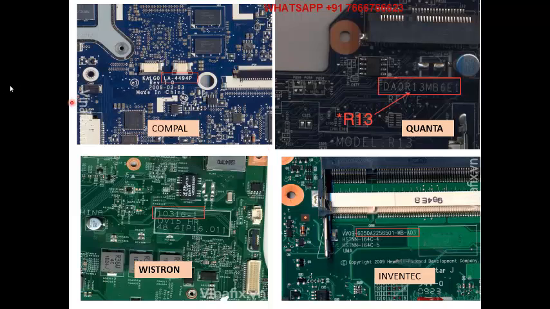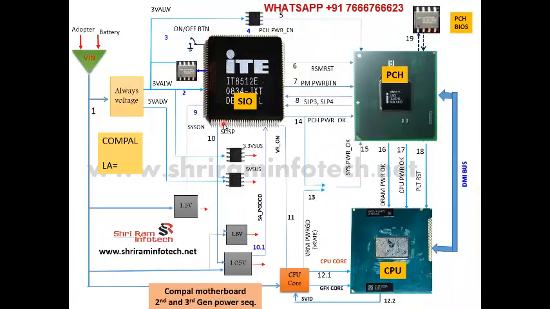And its power sequence is different. This power sequence is different, and that power sequence is different. So first you have to find out like that. Besides COMPAL, QUANTA, Inventec and WISTRON, Foxconn is also there, and Asus and Samsung are also there, but these are the main 4 major manufacturers. So first we'll see the COMPAL motherboard power sequence.